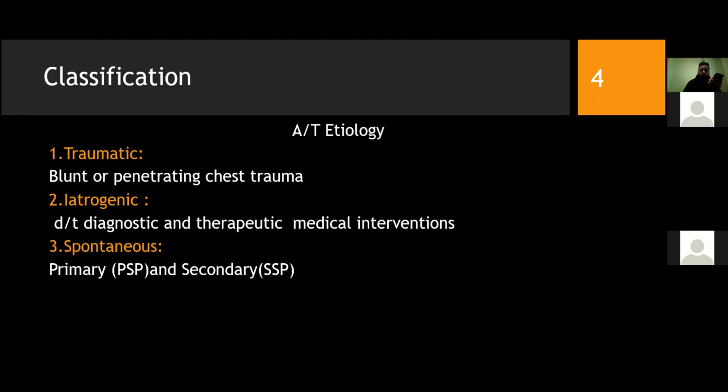And catamenial pneumothorax is a type of pneumothorax that is common in reproductive age women. It basically occurs in the right lung and typically occurs during menstruation or around 72 hours after menstruation. The basic pathology for catamenial pneumothorax is endometriosis of the pleura.